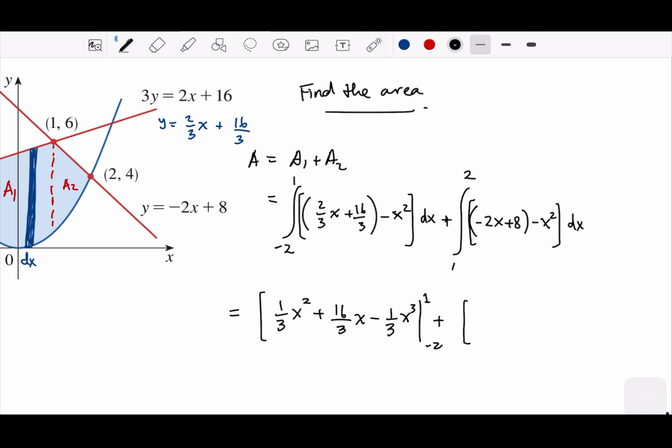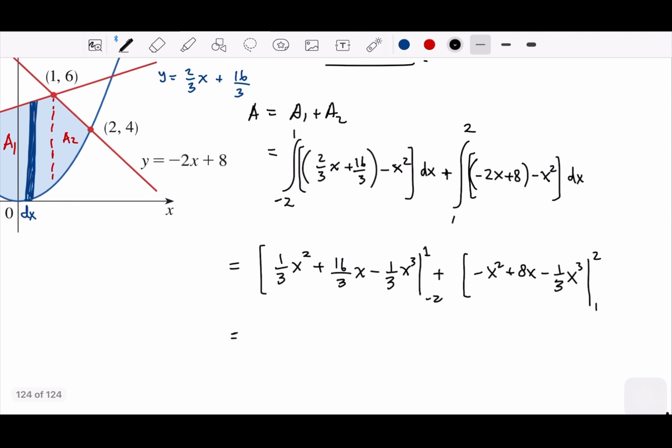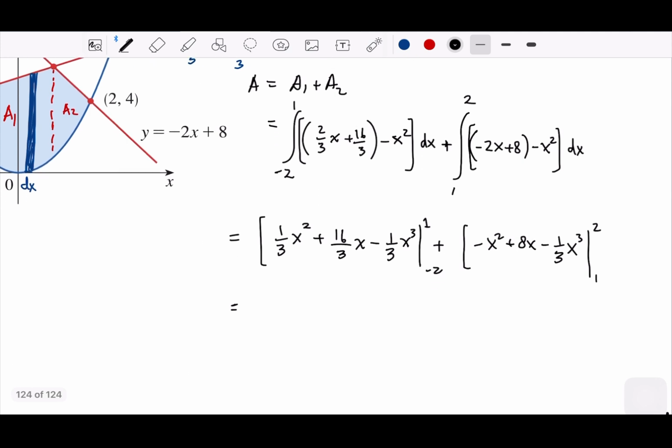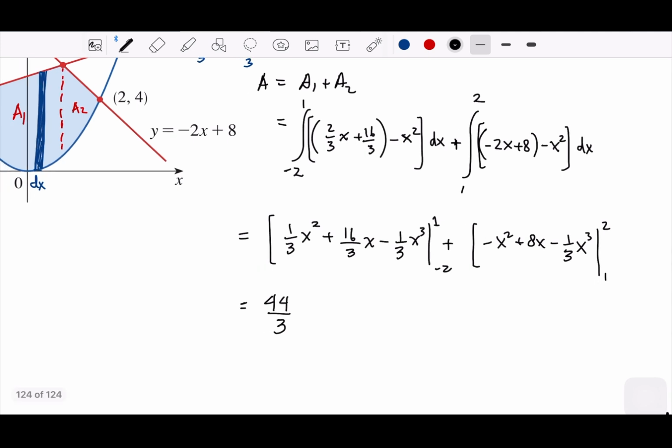And plus -x squared plus 8x minus 1 over 3 x cubed from 1 to 2. It's supposed to be, the final result is 44 over 3. Okay.